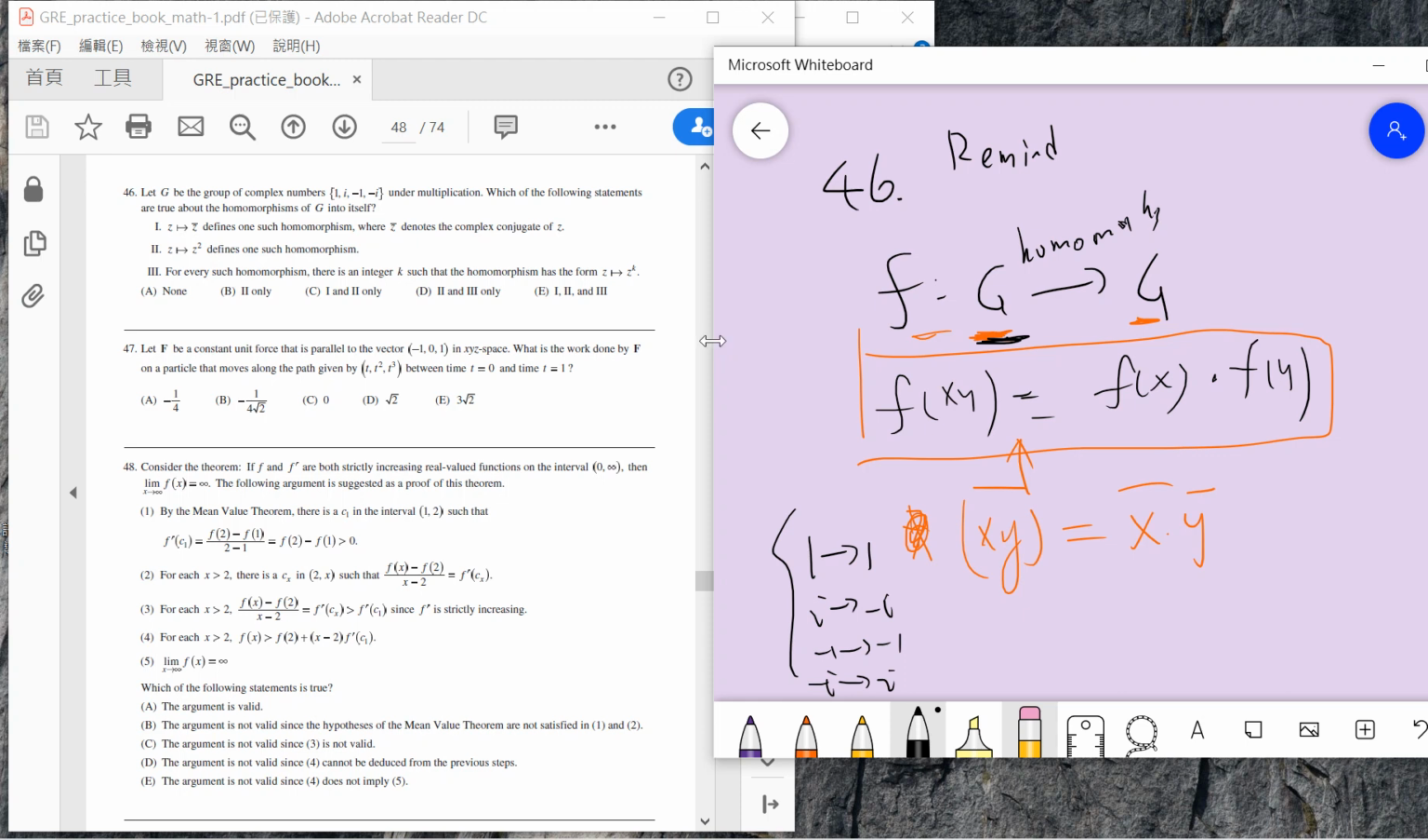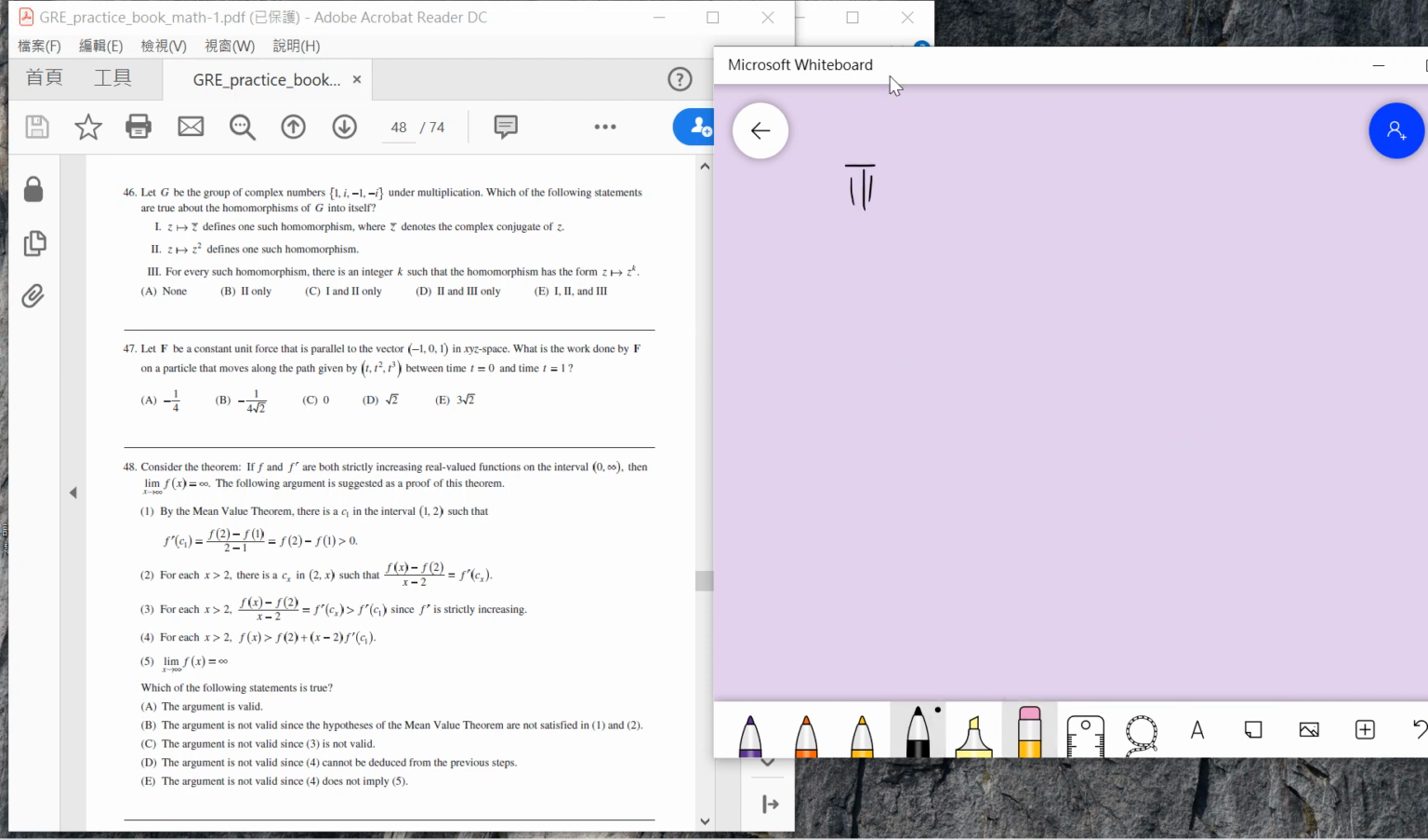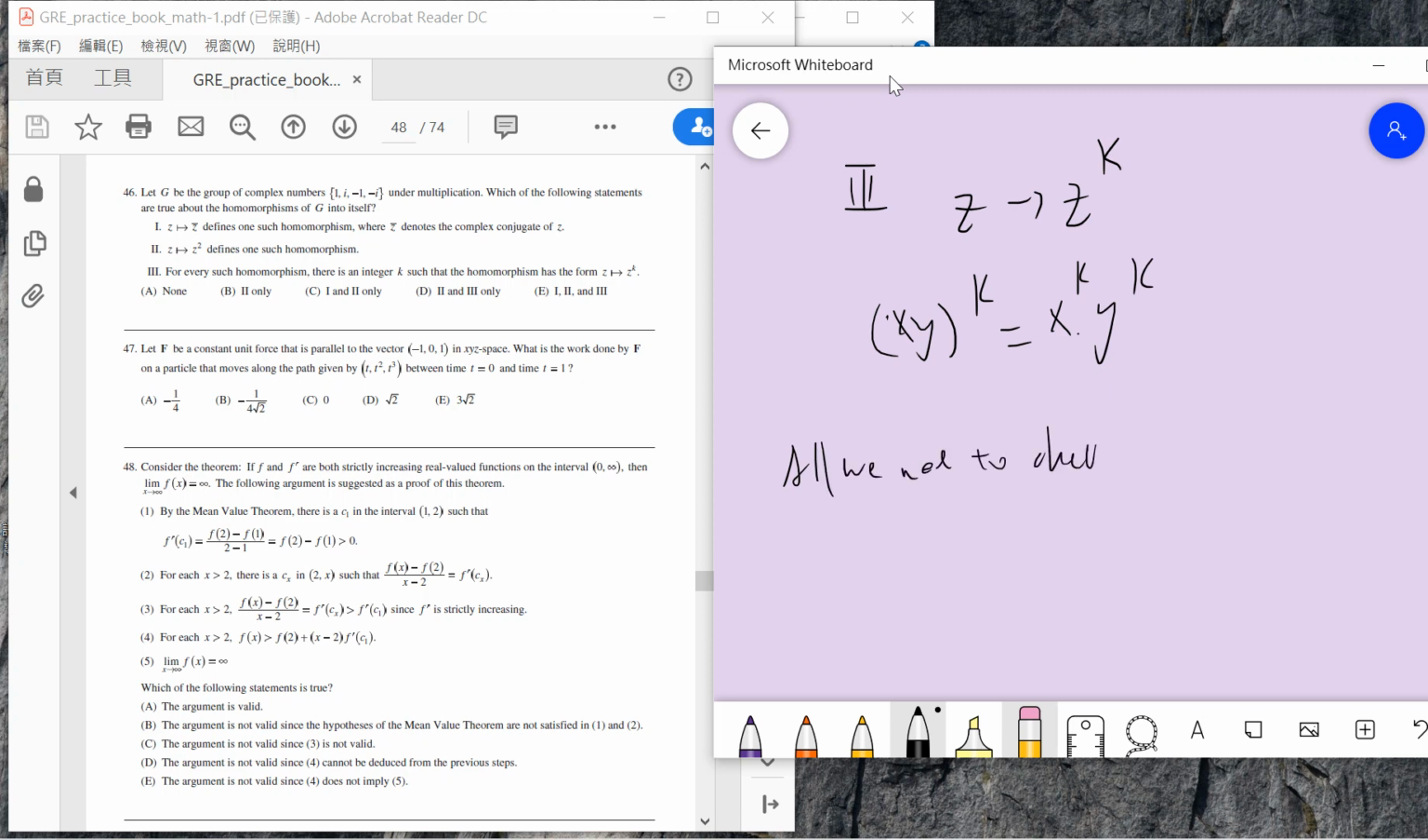How about the third one? The third one says that for each k, the homomorphism is z to the k. Basically (xy) to the k is still x to the k times y to the k. So it indeed has the homomorphism property. So all we need to check is that 1 maps to 1, i maps to i to the k, -1 goes to (-1) to the k, and -i goes to (-i) to the k.